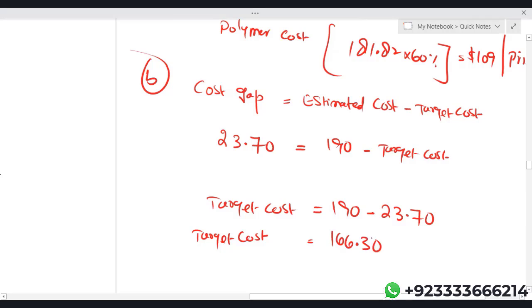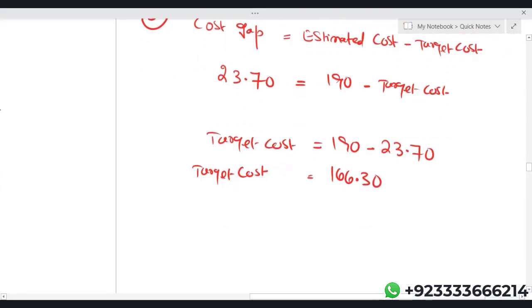So first we have calculated the estimated cost. From the estimated cost, we have just deducted the cost gap. Now we have the target cost. Okay, but this is not the final answer. We have been asked to calculate the maximum price and company still wants to keep 10% markup policy. And we know that markup is a percentage of cost. Cost plus profit is equal to selling price. Markup means cost is 100%, add the profit 10%, which company wants to keep. So selling price is 110%. So this target cost is logically representing 100%.